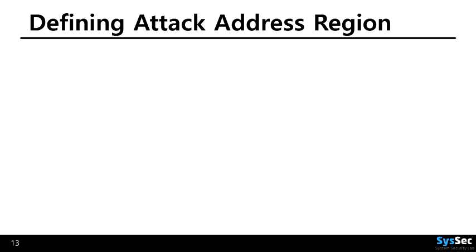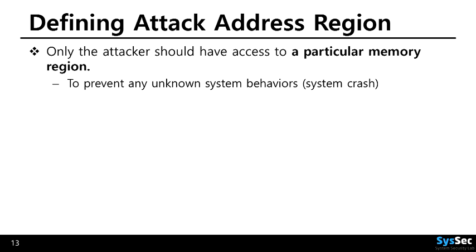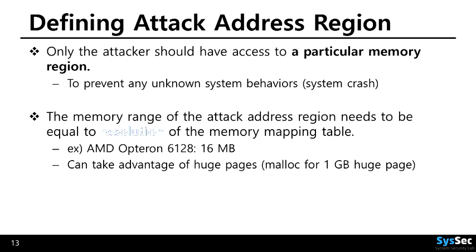And in order to define the attack address region, the attacker should take care of the following. The allocated attack address region should be only accessed by the attacker. This is for preventing system crashes. And the range of the attack address region should follow the resolution of the DRAM mapping table. For example, the AMD Opteron processor has 16 megabytes resolution. That means the attacker needs to allocate at least 16 megabytes of physically contiguous memory region.